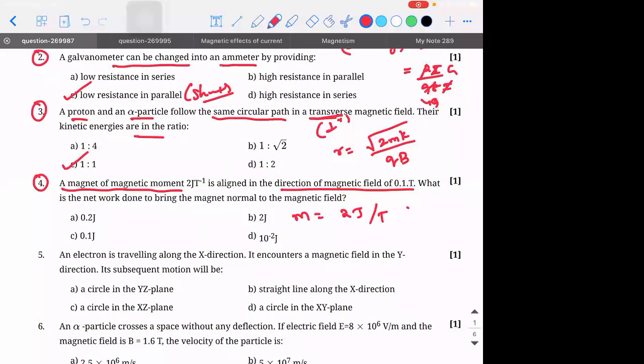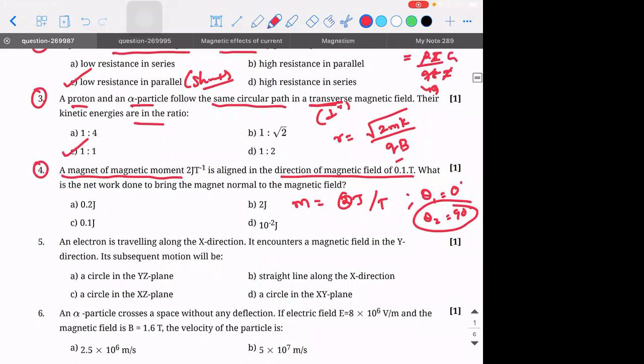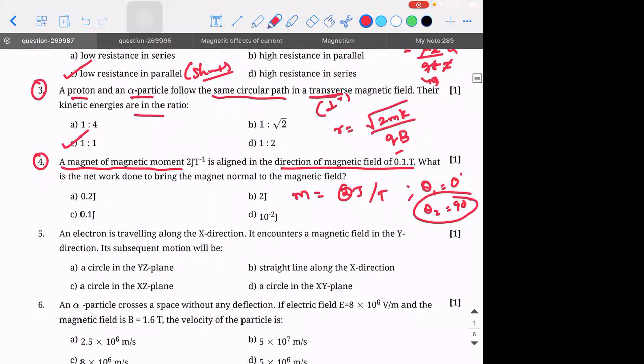So initially theta 1 was 0 degrees. To bring the magnet normal to the magnetic field, theta 2 is equal to 90 degrees. So the work done is MB into cos theta 1 minus cos theta 2. Cos theta 2 will be 0 for theta 90. We just have to multiply 2 into 0.1. It is how much? 1 minus 0 is 1, so 0.2. That's it.